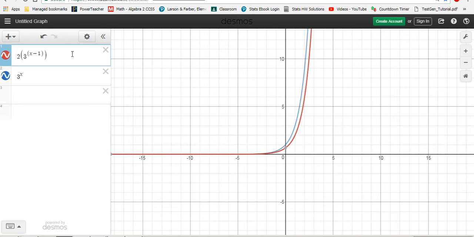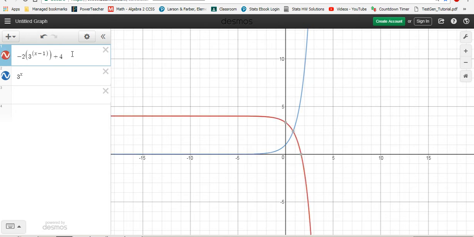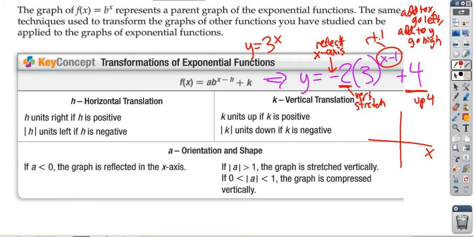And then the negative should reflect it. So let's put a negative in front of it. There, it just got reflected. And then the plus 4 should make it shift up 4, and it did. So you can see how those transformations work.